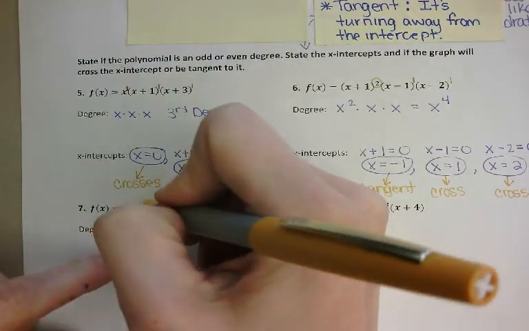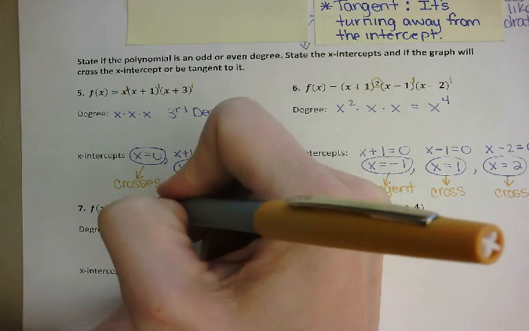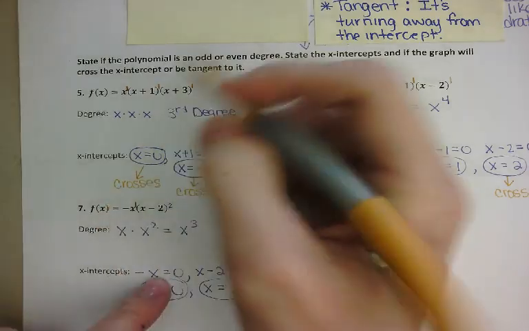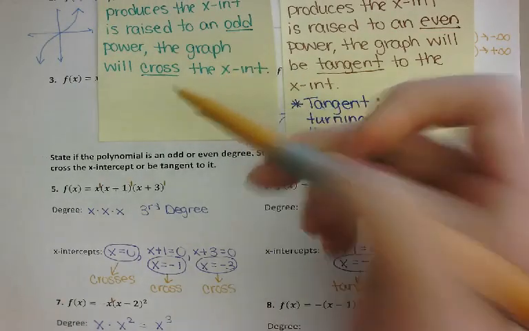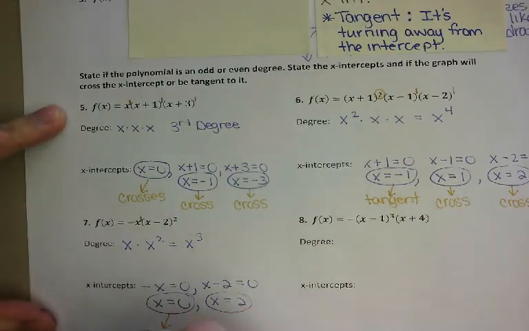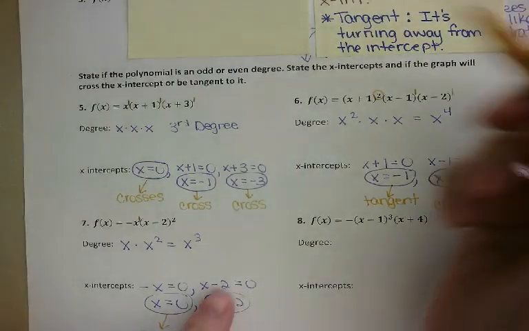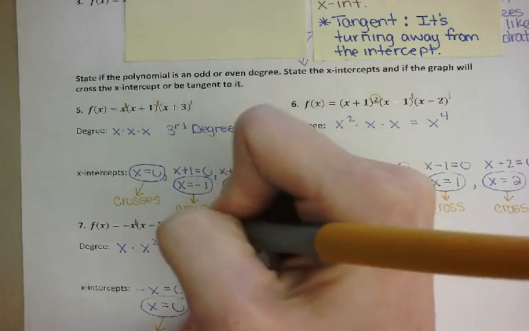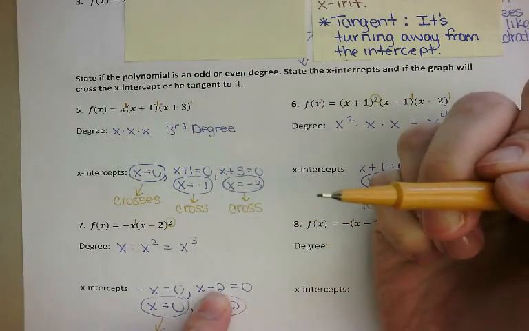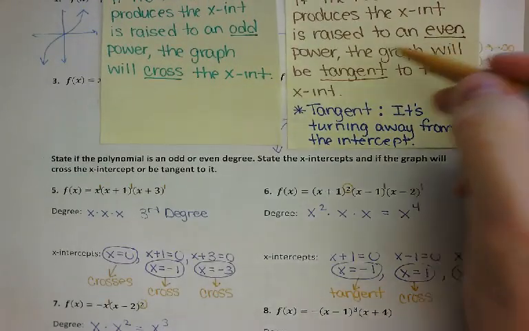Now look at the exponents. On this first factor, it was raised to the first, which is an odd number. So it's going to cross. Okay. However, the x minus 2 was raised to the 2nd power, and if it's an even power, it's going to be tangent.